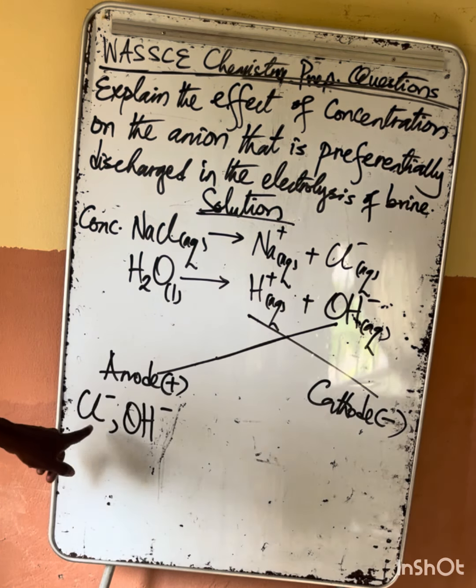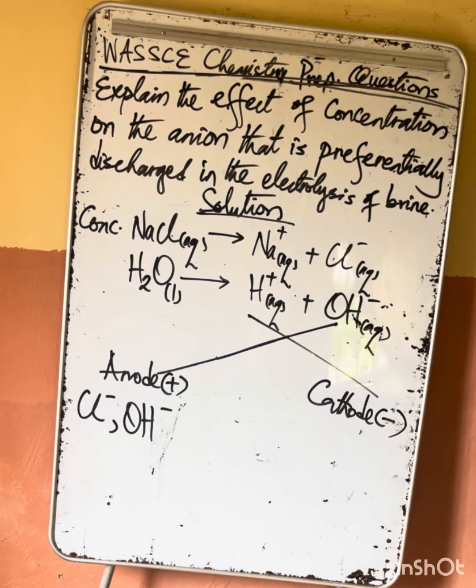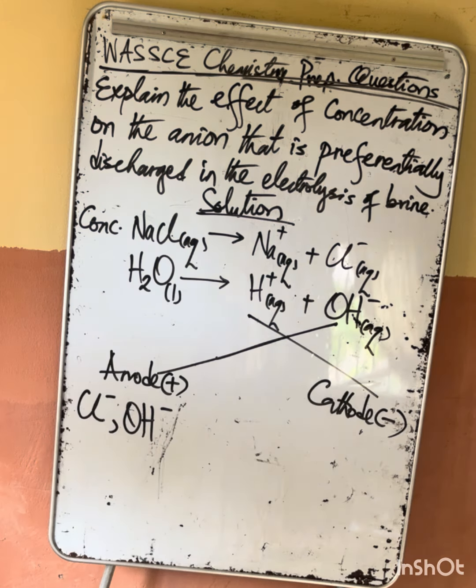So out of these two, the factor here says that we would consider the concentrated ion coming from the electrolyte if and only if the relative positions of the two competing ions are far. When I mean far, if they are up to 5 ions apart on the ECS, that's electrochemical series, then we would ignore the effect of concentration. But if they are close, less than 5 ions further away from each other, then we'll consider the effect of concentration.